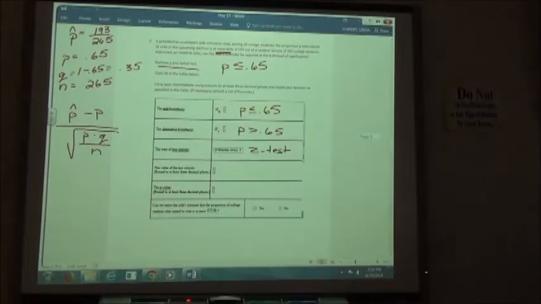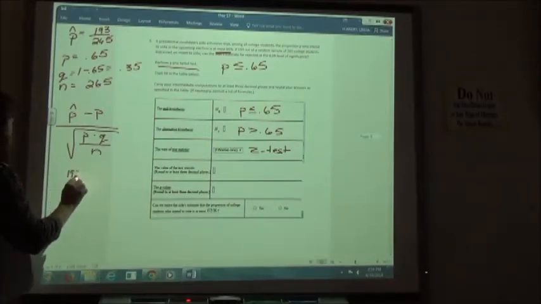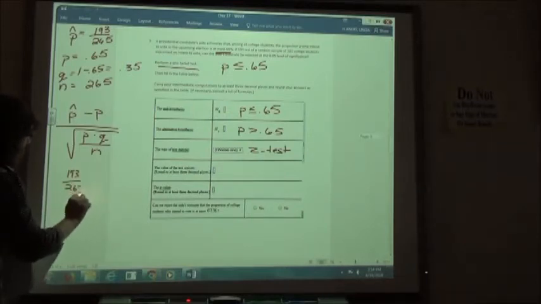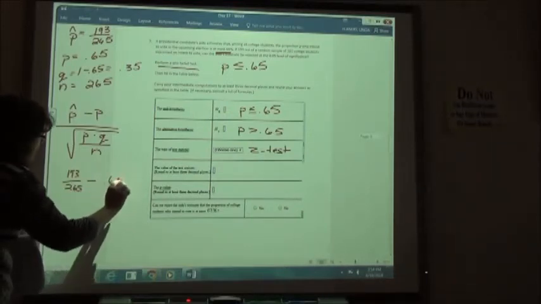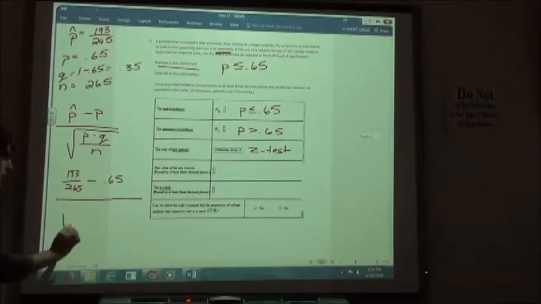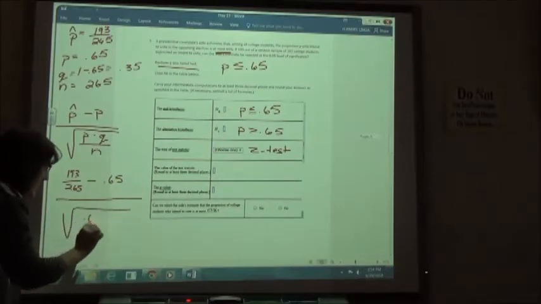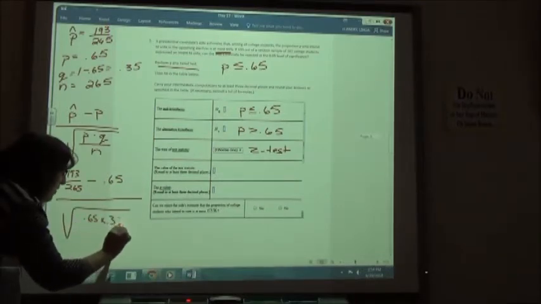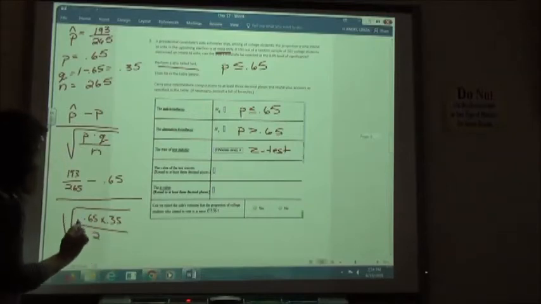All right. So now the trick is to get it into the calculator. 193 over 265 minus our 0.65, all over the square root of 0.65 times 0.35 over our 265.